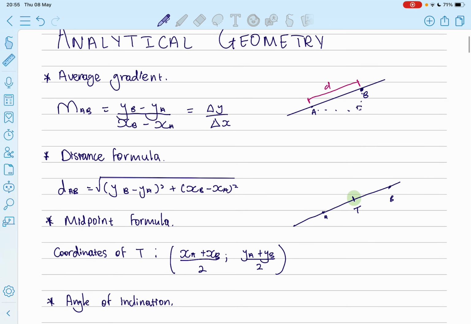Moving on is the distance formula. So if we've been asked how long a line is, that is when we need to apply the distance formula. So we are looking at the difference between the y's squared plus the difference between the x values squared, and then you get a square root of everything, and that's the distance.